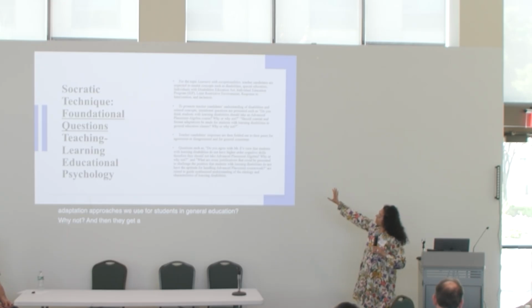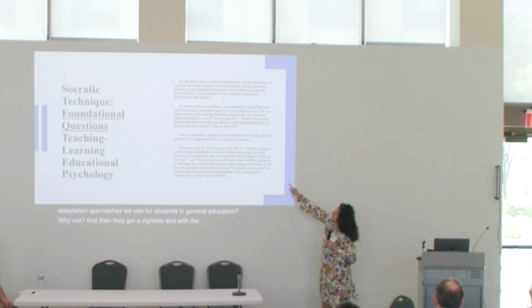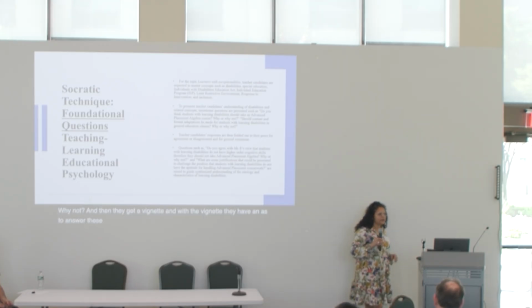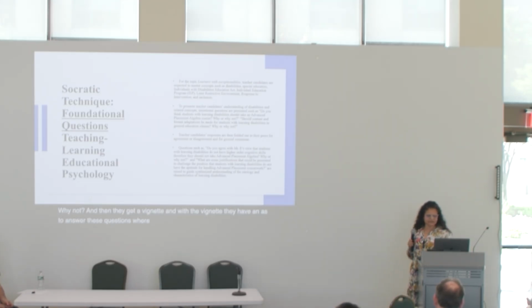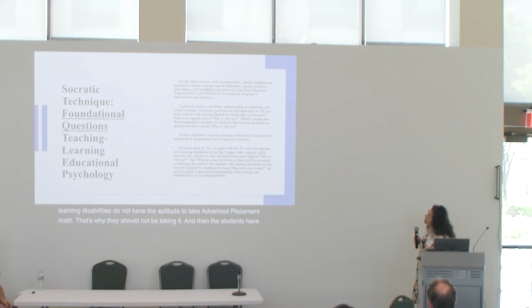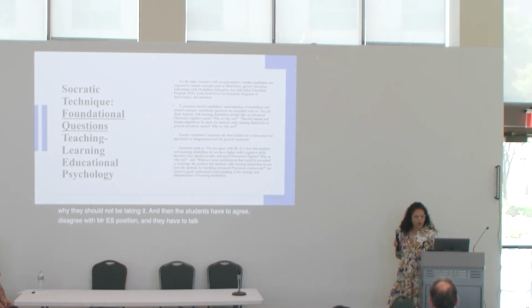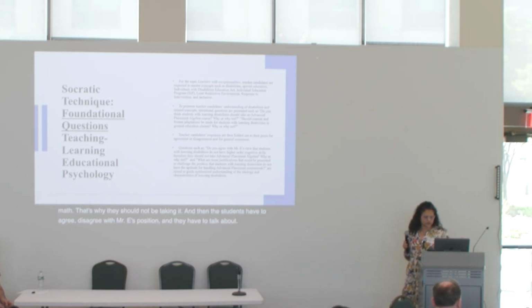and with the vignette, they are then asked to answer these questions, where Mr. E believes that students with learning disabilities do not have the aptitude to take advanced placement math. That's why they should not be taking it. And then the students have to agree or disagree with Mr. E's position, and they have to talk about why or why not. So those are the questions.